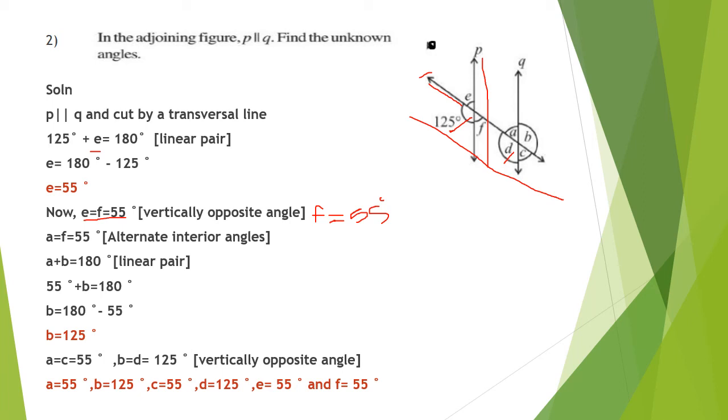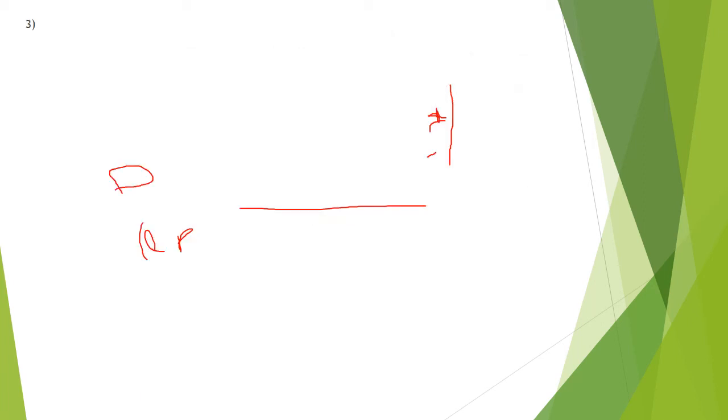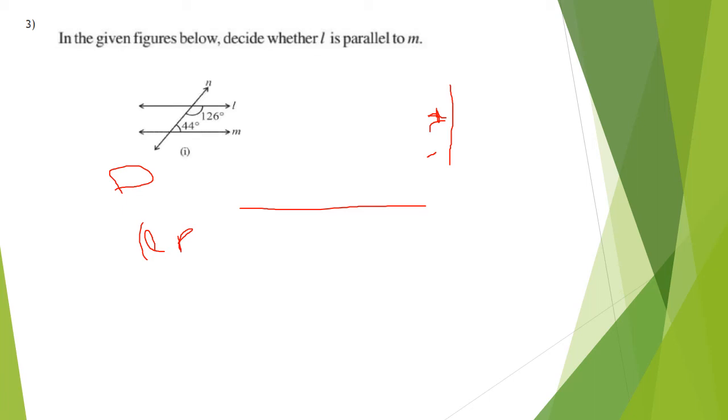So let's see the next problem. In the given figure below, decide whether L is parallel to M. So here they have given two lines. What are the names of the lines? L and M. And they have drawn one transversal and marked two angles. So here what you want to find out is whether L and M are parallel lines.